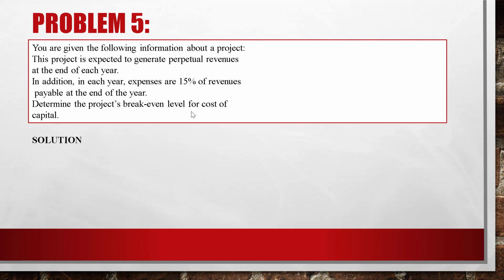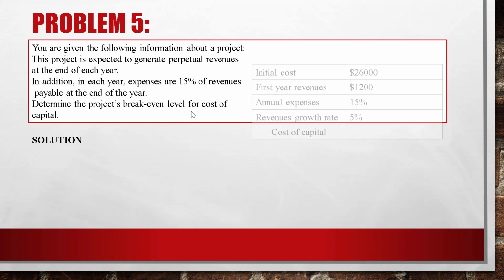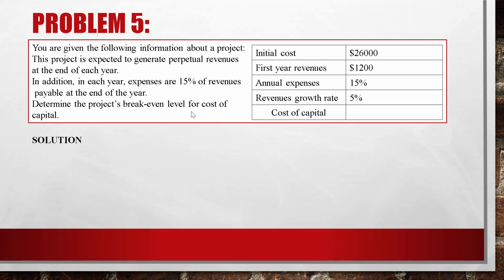Problem 5. You are given the following information about a project. This project is expected to generate perpetual revenues at the end of each year. In addition, in each year, expenses are 15% of revenues payable at the end of the year. Determine the project break-even level for cost of capital.